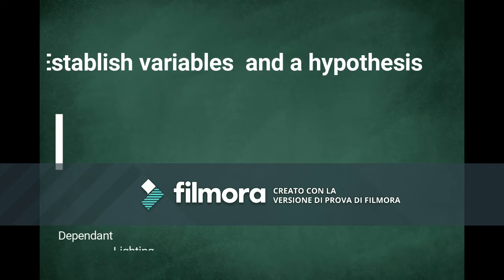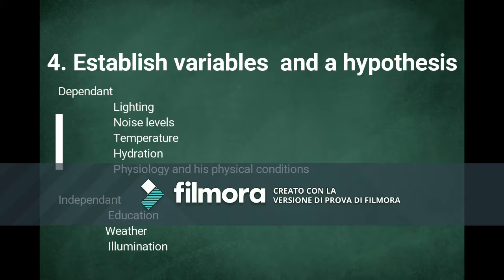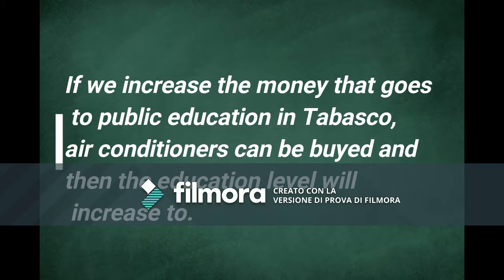It's the moment for step number 4, to establish variables and hypotheses. Our dependent variables are lighting, noise levels, temperature, hydration, and physiology and physical conditions. Our independent variables are education, weather, illumination. And our hypothesis is, if we increase the money that goes to public education in Tabasco, air conditioners can be bought and then the education level will increase too.